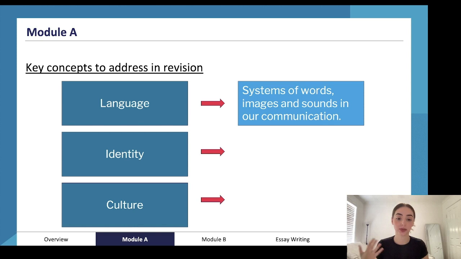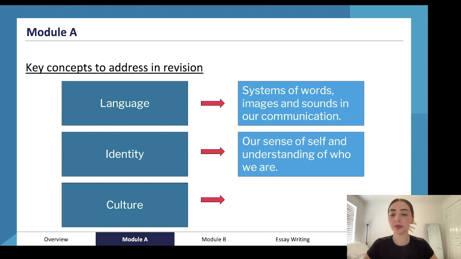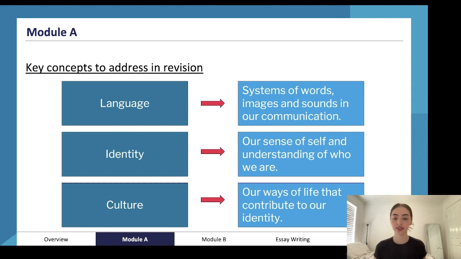Okay, but moving on, identity is our sense of self and understanding of who we are. And then culture is our ways of life that contribute to our identity, okay? Obviously, when we amalgamate many identities together, we start to form a culture, but when we spread out those individual differences between people in a culture, we start to look at identities. Okay, other key concepts that we need to be addressing.